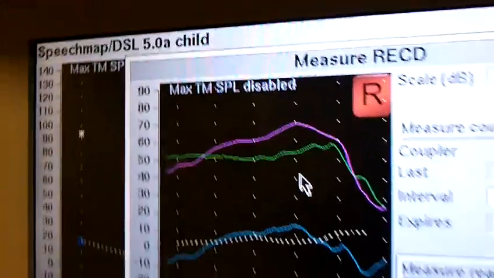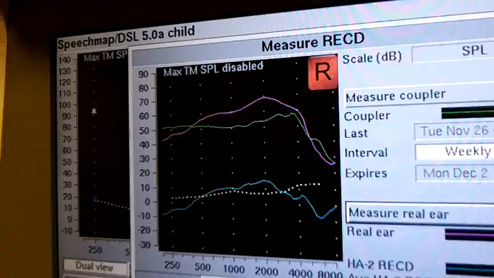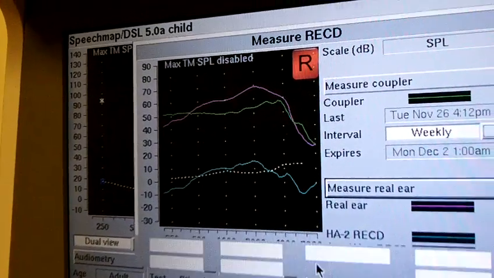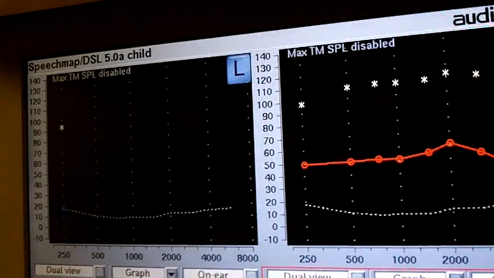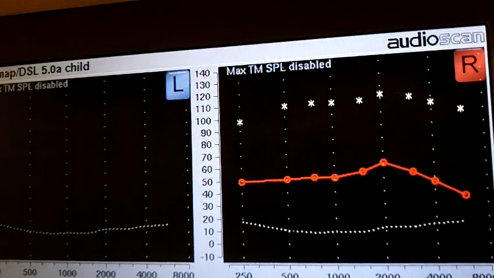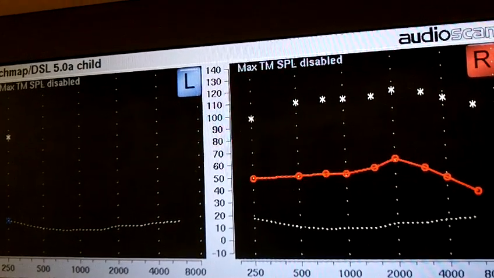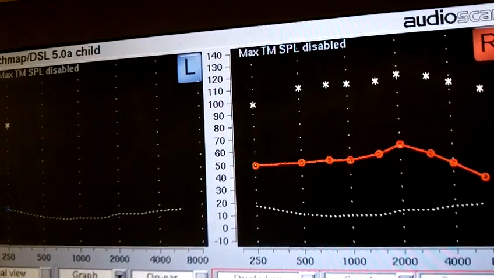So then you're going to push continue at the bottom, and then you are ready to do either live real ear speech map, or you can do simulated real ear, and we'll show you that in the next video.